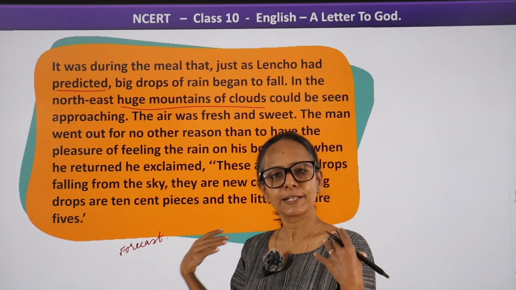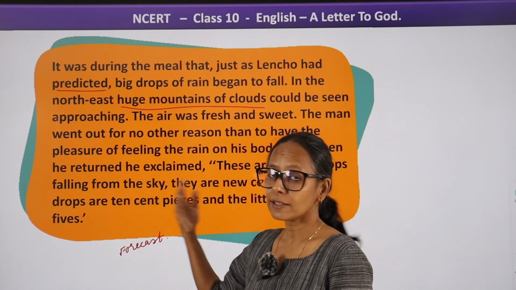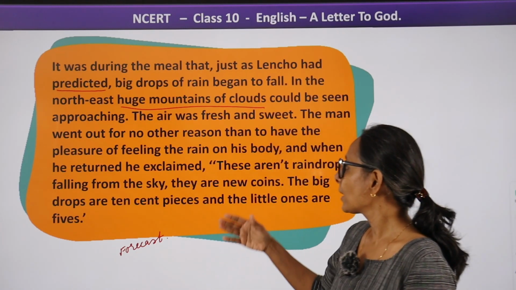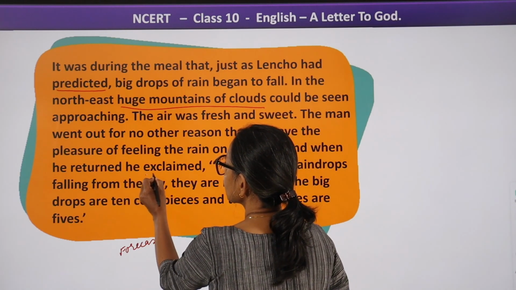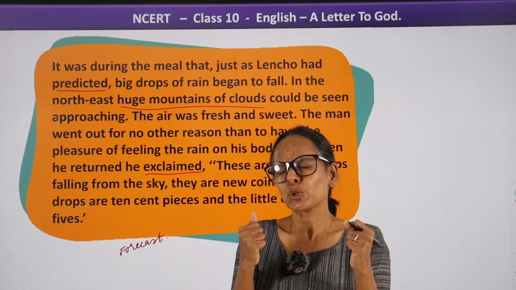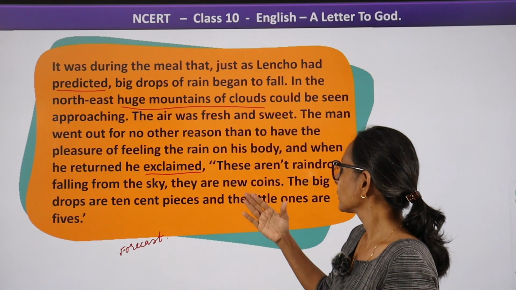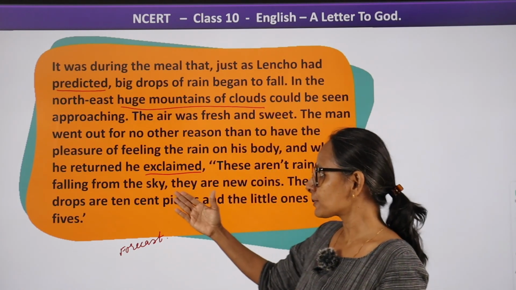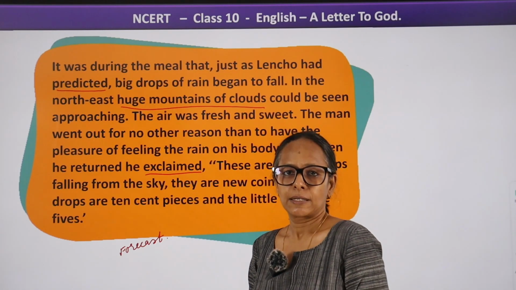And when he does that, he is very happy feeling rain all over his body. And he returned to his house. And then after he returned, he exclaimed. Exclaimed means to say with so much excitement. He is excited. And then he is saying what? These aren't raindrops falling from the sky. They are new coins. So what does he say?